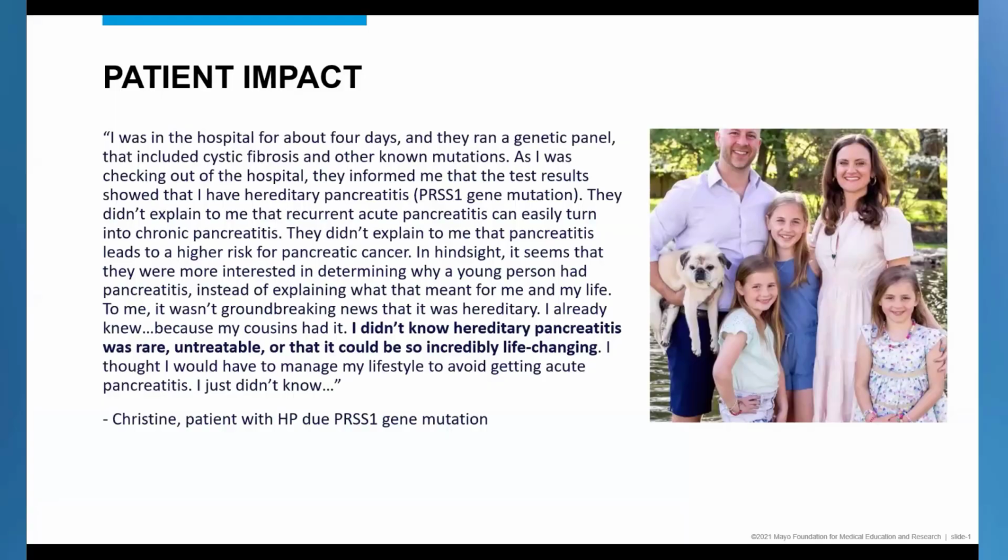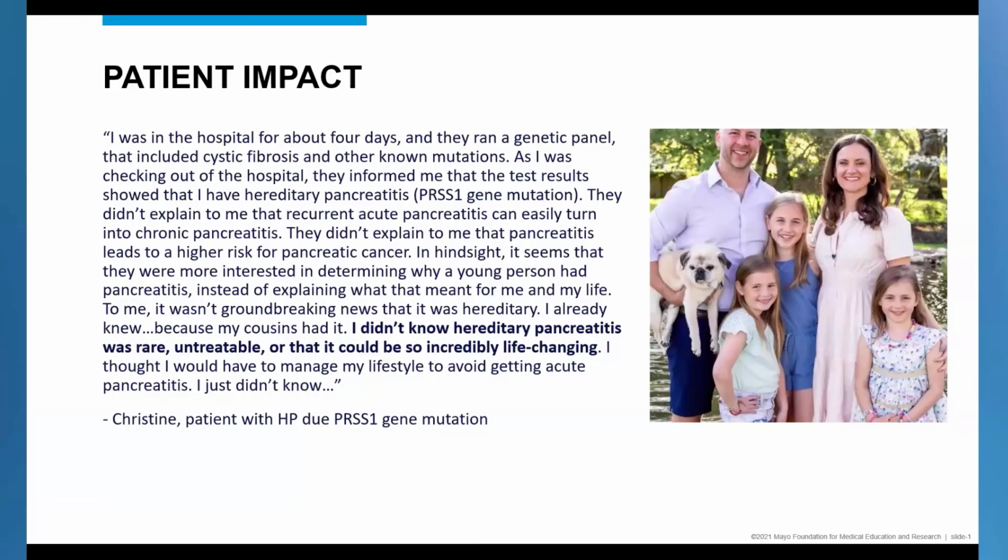She mentioned that "I was in the hospital for about 4 days, and they ran a genetic panel that included cystic fibrosis and other known mutations. As I was checking out of the hospital, they informed me that the test results showed that I have hereditary pancreatitis, PRSS1 gene mutation. They didn't explain to me that recurrent acute pancreatitis can easily turn into chronic pancreatitis. They didn't explain to me that pancreatitis leads to a higher risk for pancreatic cancer. In hindsight, it seems that they were more interested in determining why a young person had pancreatitis instead of explaining what that meant for me and my life.